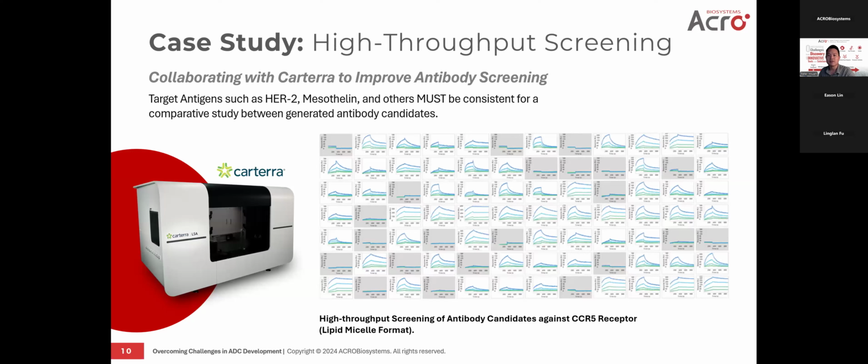So I'd like to introduce a first case study, which utilizes the high throughput SPR methods for screening and improving antibody screening. This is a collaboration between ACRO and Actera. By performing a high throughput screening with our consistent recombinant protein like HER2, mesothelin, CCR5, and other difficult transmembrane proteins, we're able to screen antibody candidates of your choice. Below is just showing the data. You can see among the data that can be generated by screening transmembrane protein CCR5 receptor against 92 different antibodies.